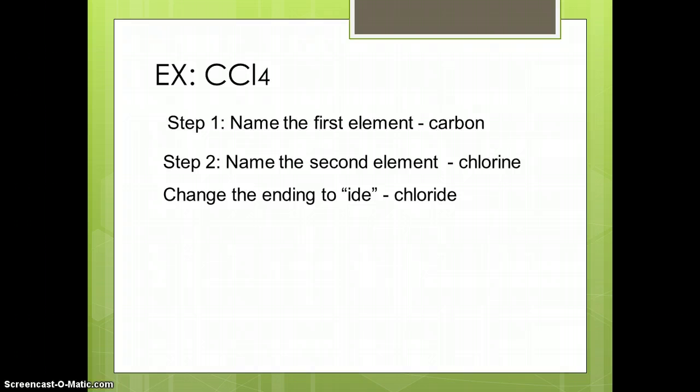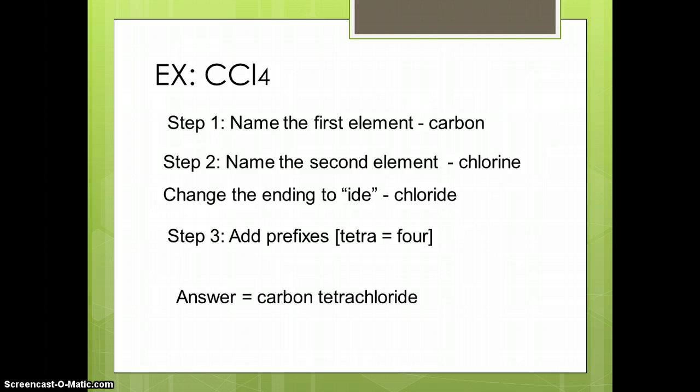Here's our next example, CCl4. We begin by naming the first element as it appears on the periodic table, carbon. We then name the second element, chlorine, but we change the ending to IDE, so chlorine becomes chloride. We then add prefixes. Remember, the prefix mono is only used for the second element, and because carbon is the first element, we do not use the prefix. However, for the second element, chlorine, there are 4 atoms, so we will use the prefix tetra. Therefore, the name of CCl4 is carbon tetrachloride.